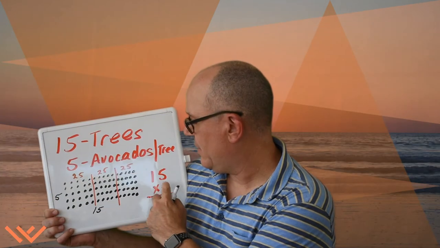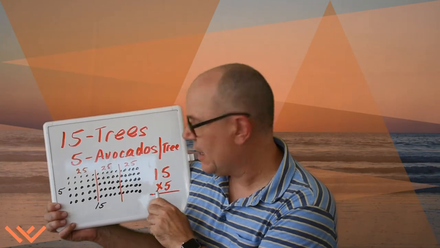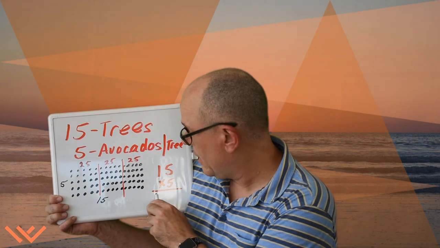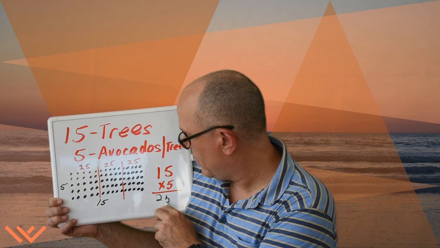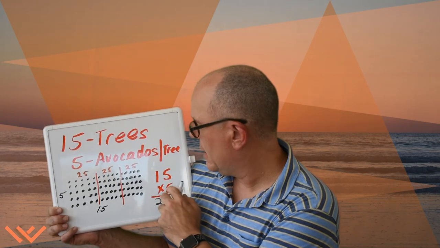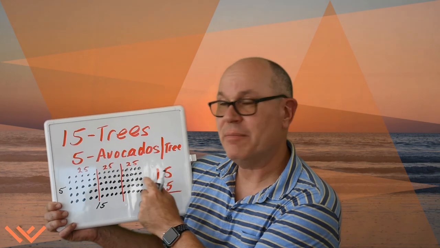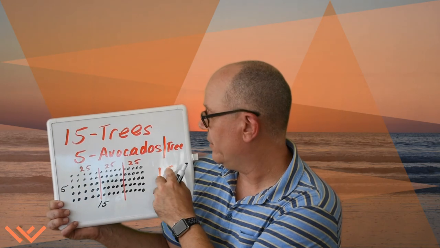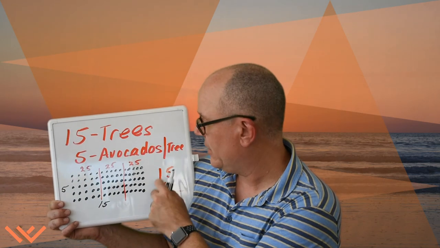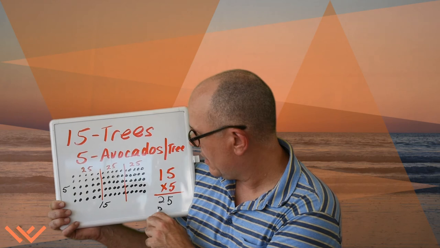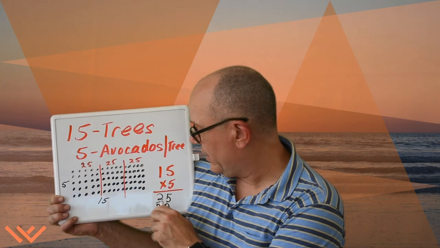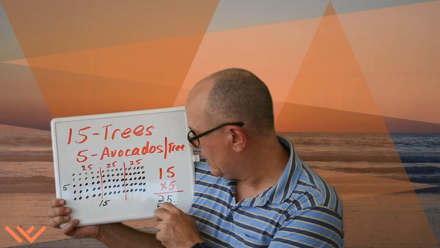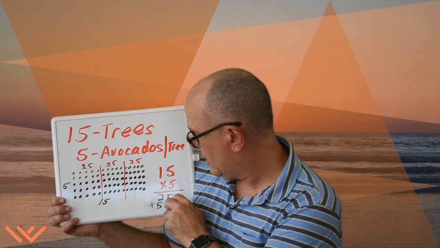So I have 5 times 5, and we're going to do a partial product here. So 5 times 5 is 25. And 5 times 10, remember, this is a 1 and a 0, because we already did the 5 there. So 5 times 10 is 50. And 25 plus 50 equals 70.